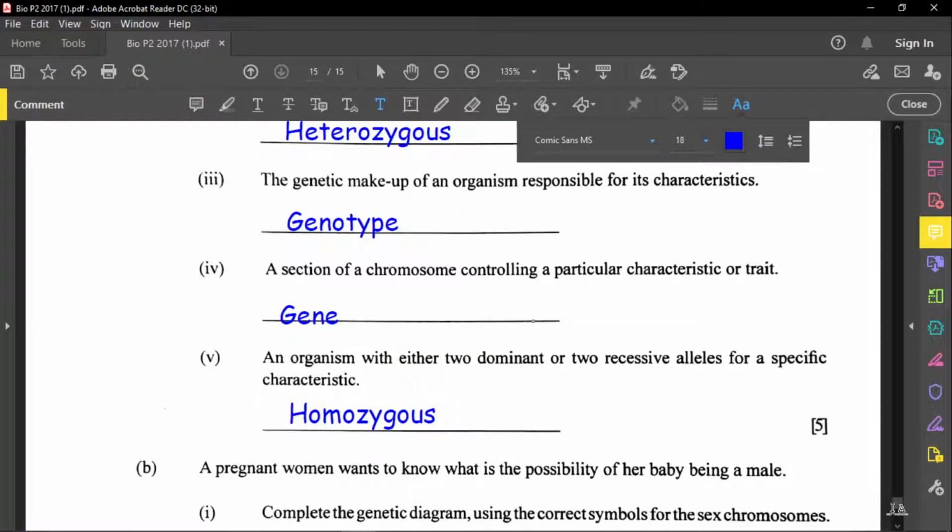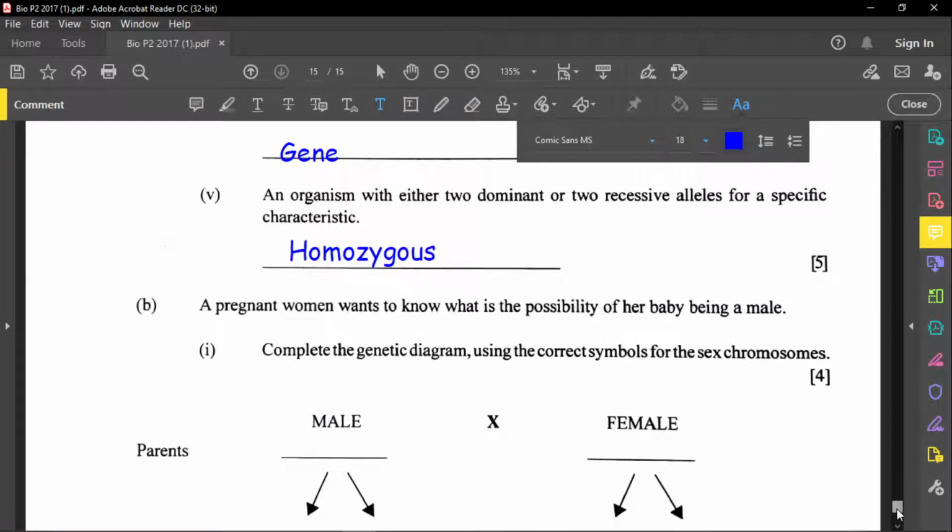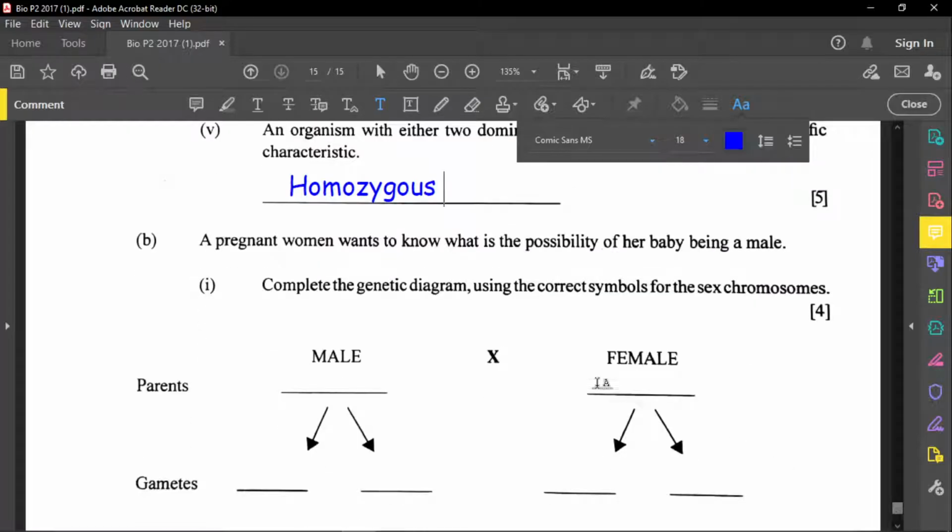Now going further down, which seems like the last part. It says a pregnant woman wants to know the possibility of her baby being male. As you all know from previous knowledge, it's going to be 50-50, right?